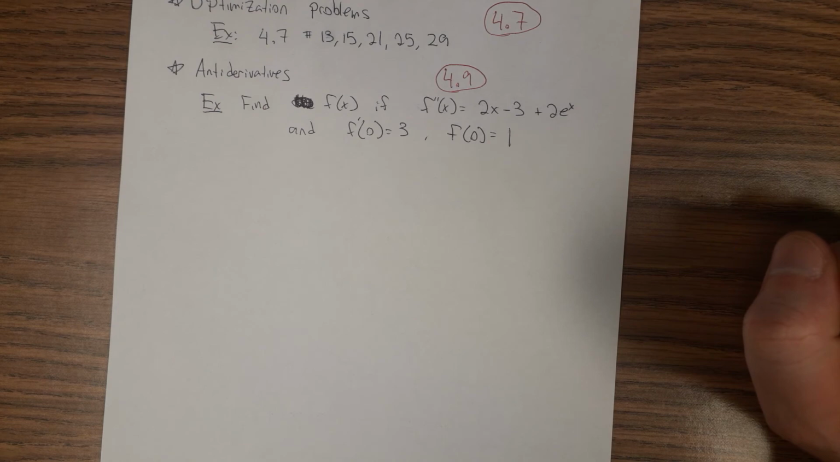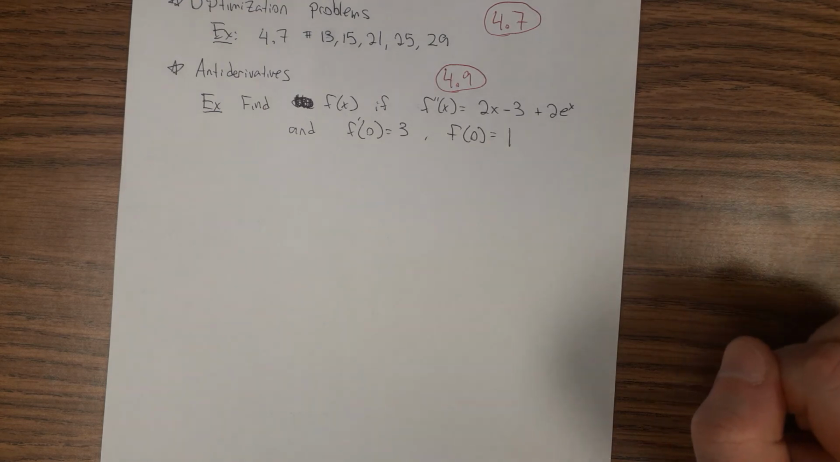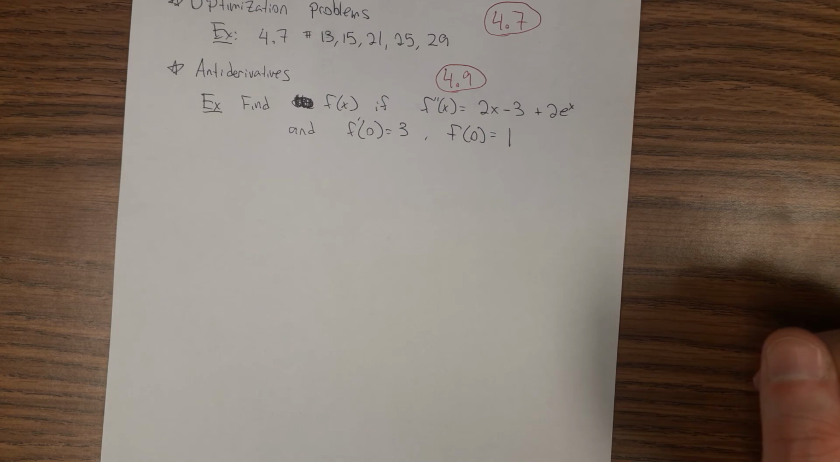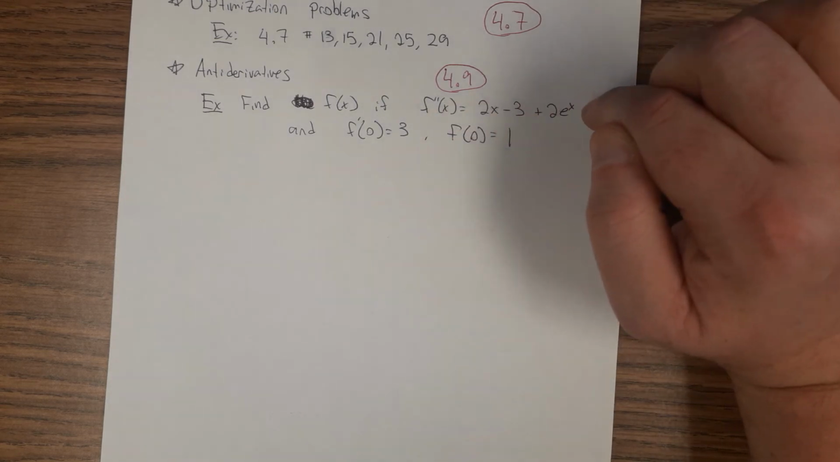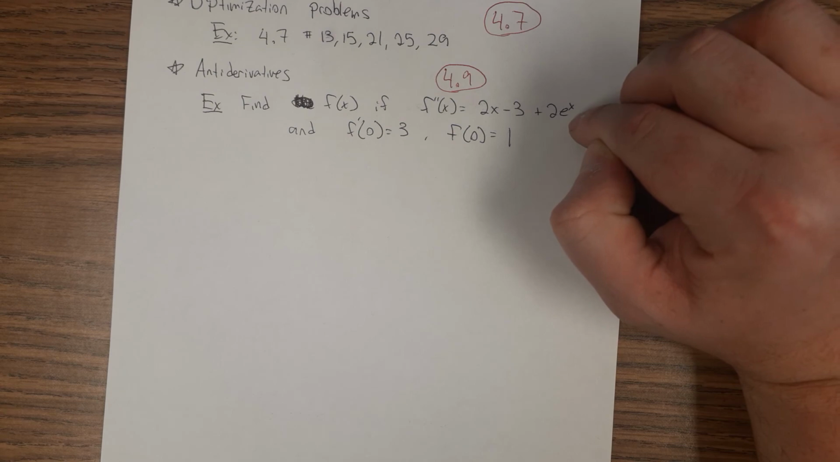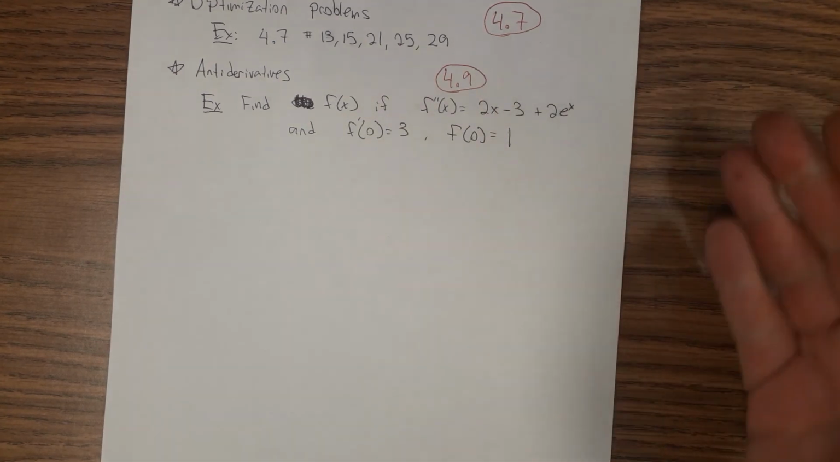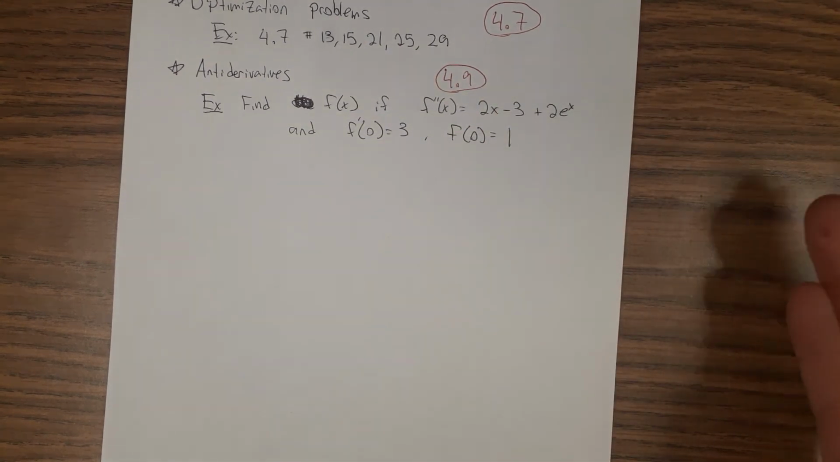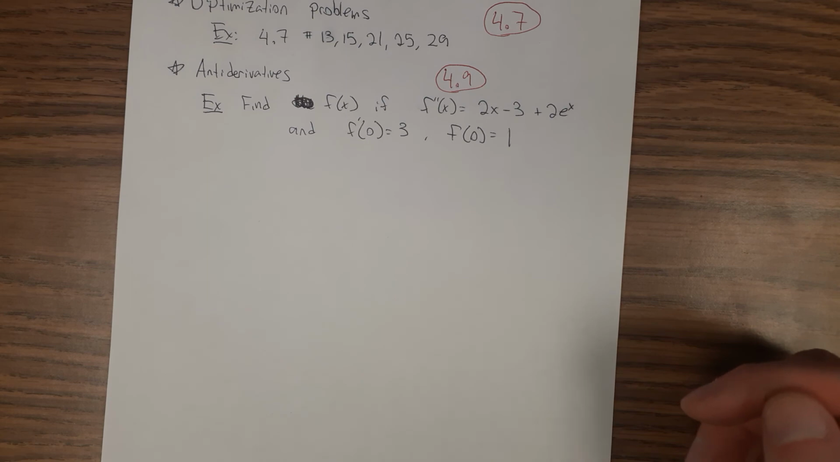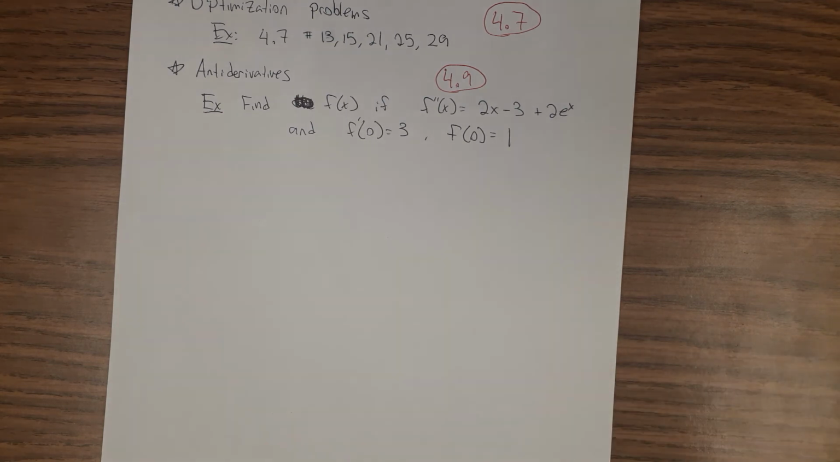And then finally, there's antiderivatives, which is section 4.9. So you should expect one where I give you the derivative or the second derivative of a function, then I ask you to find the original function. And that's done, in this case, I gave you the second derivative, so you'd have to do the antiderivative twice to get the original function.